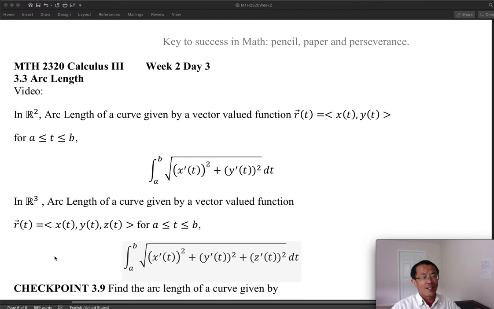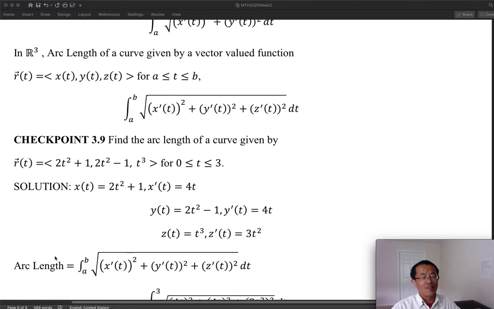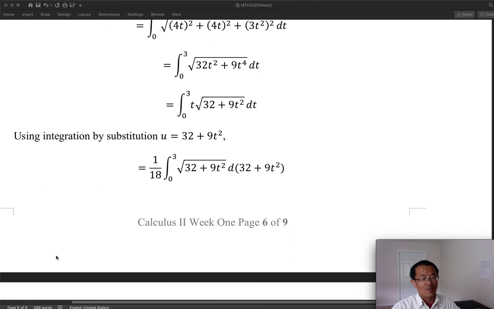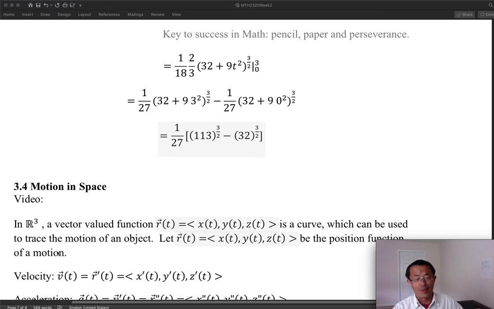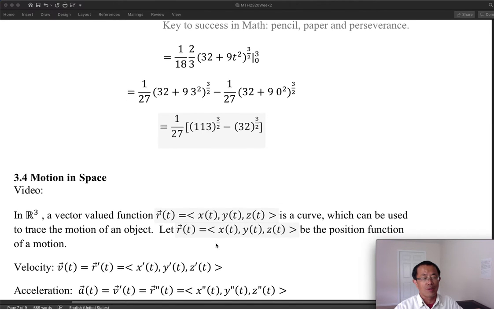I don't want to go through all the details, I just want to tell you the general conclusion. Motion in three-dimensional space and in two-dimensional space is just about the same. I'm using the three-dimensional case as the example. We have a vector-valued function because it is a curve, so we can use this curve to trace the motion of an object.